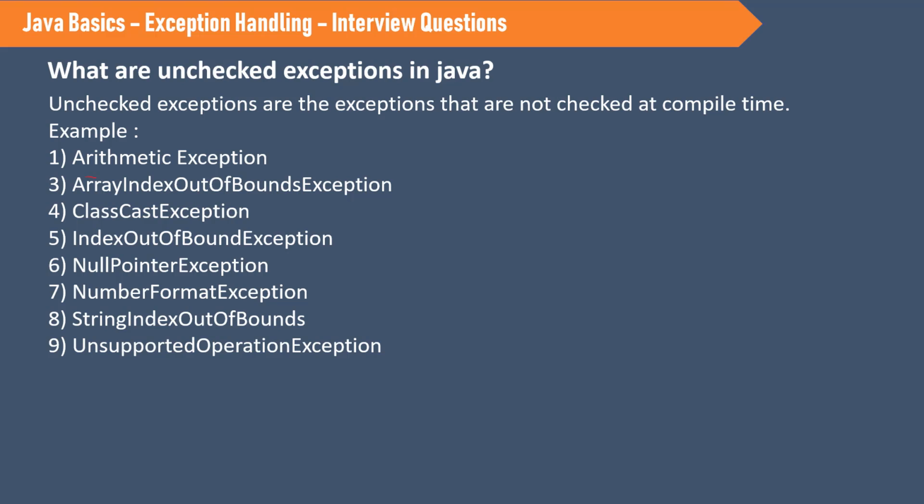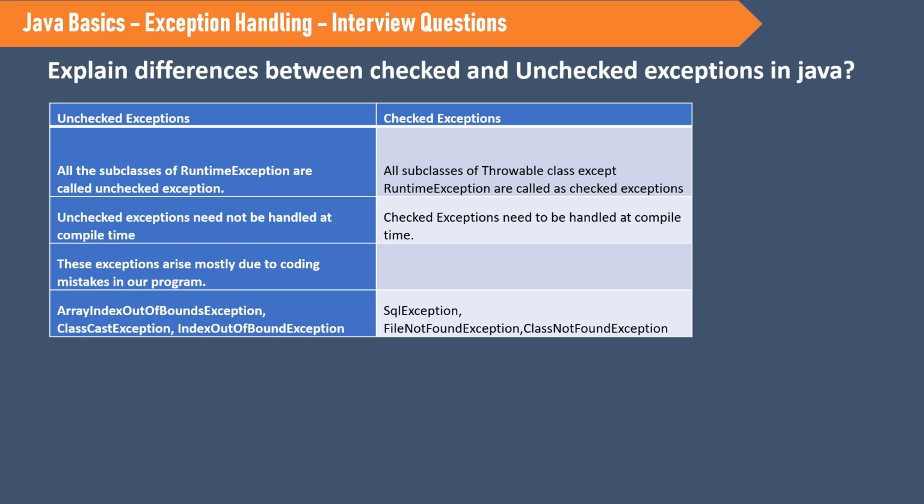Some of the examples are arithmetic exception, array index out of bounds exception, class cast exception, index out of bound exception, null pointer exception, number format exception, string index out of bound exception, unsupported operation exception. So these are some of the unchecked exceptions.